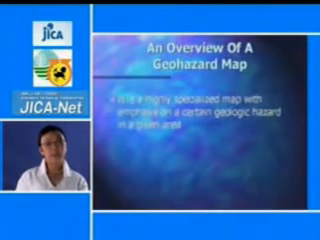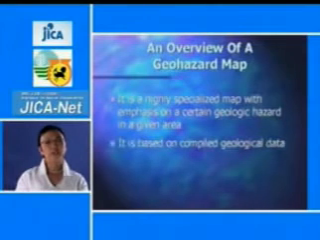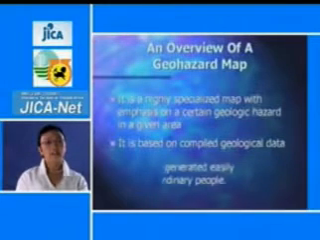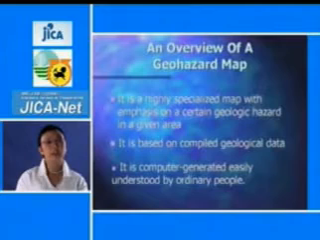A geohazard map is a specialized kind of map wherein a specific geological hazard is identified in a given area. Geologists also study the slope or relief of the area, the kind of rock, and the presence of faults or break in the Earth's crust. This is a computer-generated map that is very easy to understand. Geologists of the Mines and Geosciences Bureau generate these maps for public use.